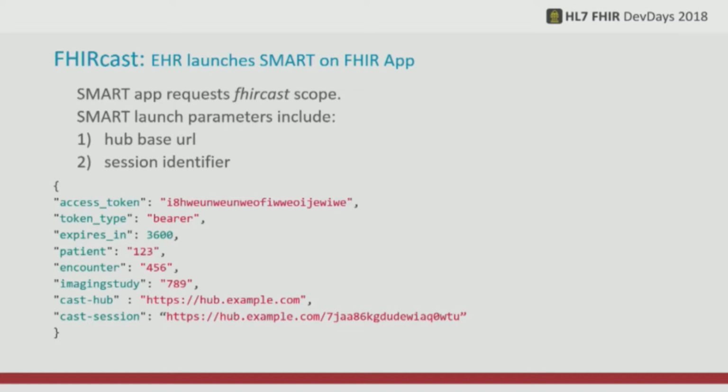So again, as part of that standard SMART EHR launch that we saw earlier, the app can request a FHIRcast scope. And if granted, following normal OAuth authorization server logic and behavior, it gets 2 additional SMART launch parameters, is what they're called. But they're simple key value pairs in this JSON body that fall alongside the access token and alongside this other contextual information that's current at the time of launch.